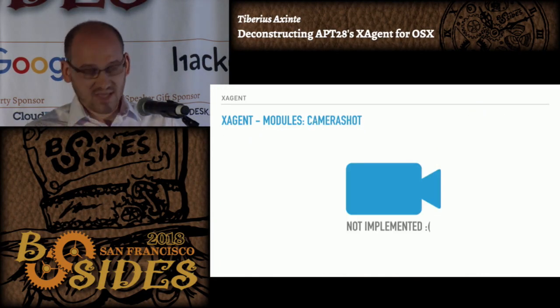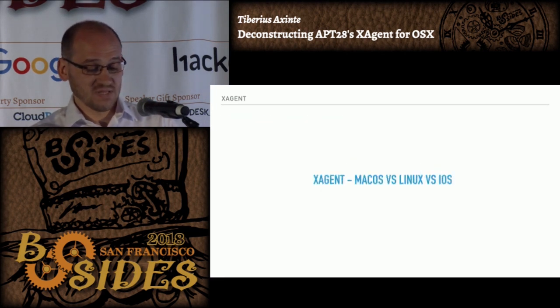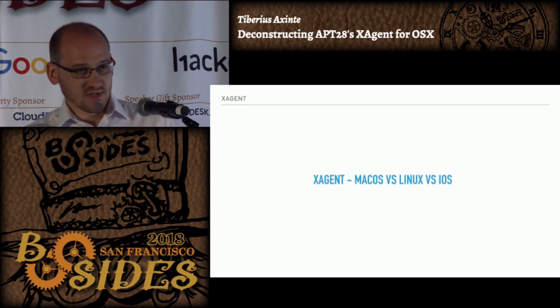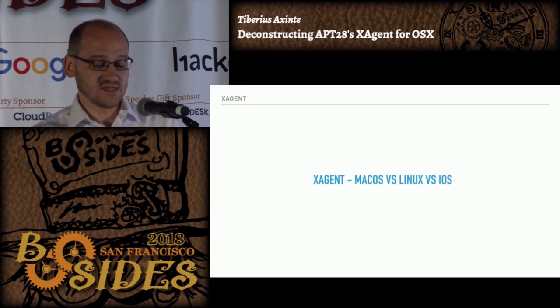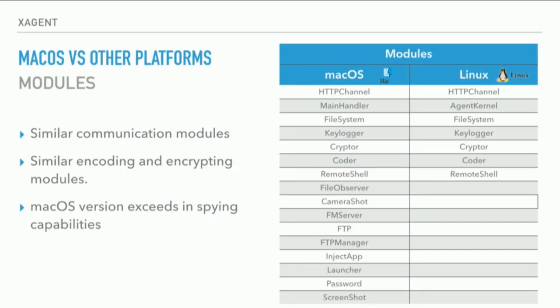There was another module called Camera Shot, but it wasn't implemented in this version, maybe in future ones. So those were the spying modules that XAgent has. Now, to finish with a comparison between the Mac version and the Linux and iOS versions of XAgent: communication-wise, they are basically identical. URL generation and tokens used to identify the victim are basically the same. And if we compare the code between iOS and Mac XAgent, there are the same class names and method names.